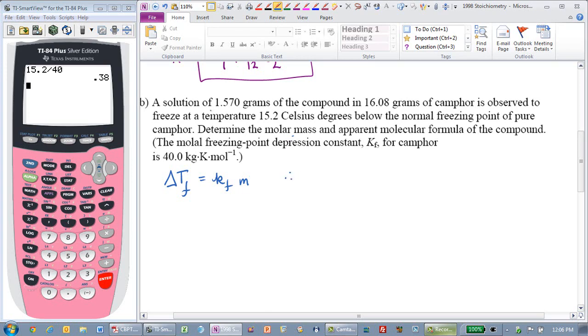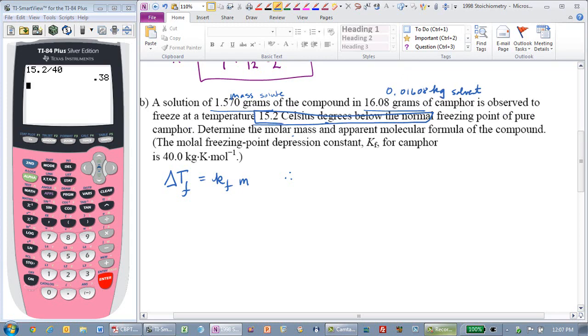We have a solution of 1.570 grams. Okay, so that's good to know. That's my mass of the compound, so my mass of solute, in 16.08 grams of camphor. I'm going to go ahead and change that to kilograms, and that's observed to freeze at a temperature of 15.2 degrees below the normal.